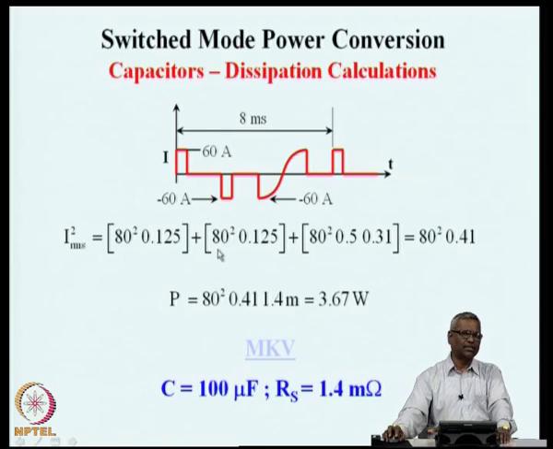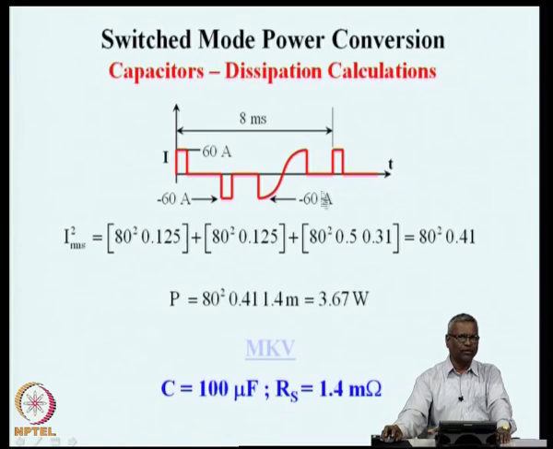So, in this particular situation we can find out what is the dissipation in the capacitor by finding out all the RMS currents and multiplying by the ESR. The ESR of this capacitor is 1.4 milliohms, and that has to be multiplied by the RMS over one cycle, over the 8 millisecond cycle. We find out the RMS contribution on account of the current here. This must be 80 amperes, 80 and minus 80. 80 square into 0.125, 1/8 of the cycle.